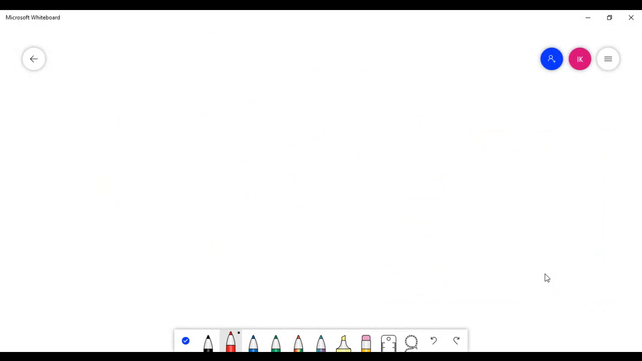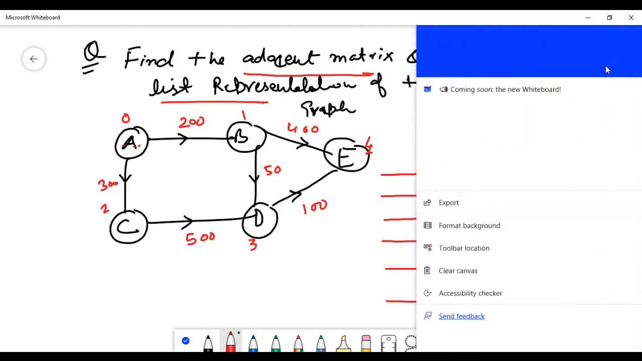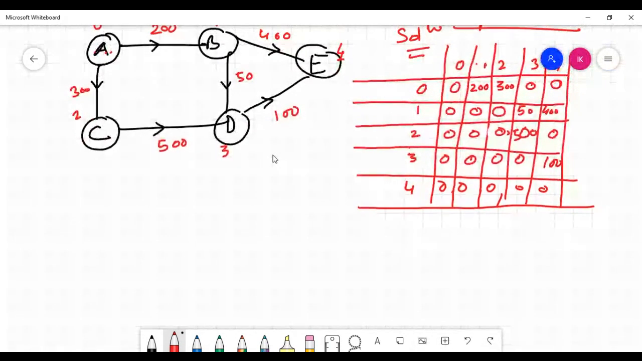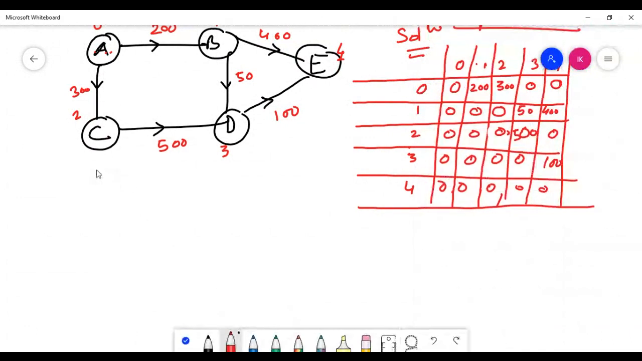Did you understand? Does everybody understand? Okay, good. Now answer this: adjacent list representation. Now I will show you the adjacent list, because there were two questions. If you make the adjacent matrix, it is very easy. First, you write all the names like this.